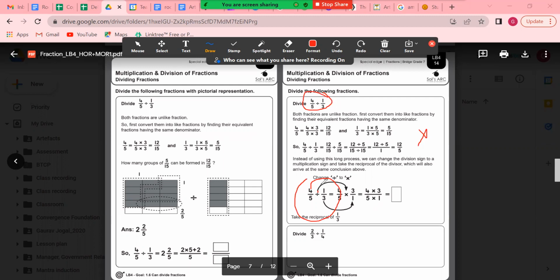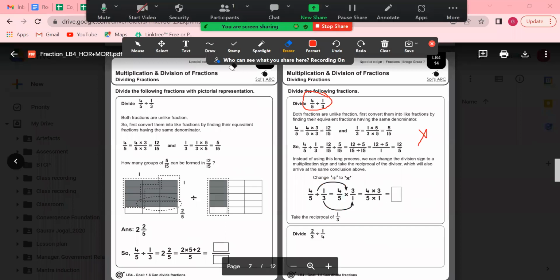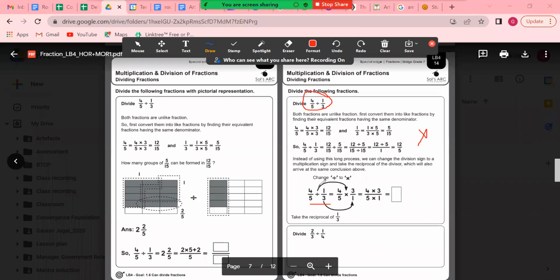We have to change the division sign to multiplication, and take the reciprocal of 1/3. I will again explain how to do this. This method is only useful when there is division. I will convert this division to multiplication, and the reciprocal of 1/3 is 3/1. Now multiply 4 into 3, which is 12, and 5 into 1, which is 5. So this will be 12 upon 5. That's all, nothing else.